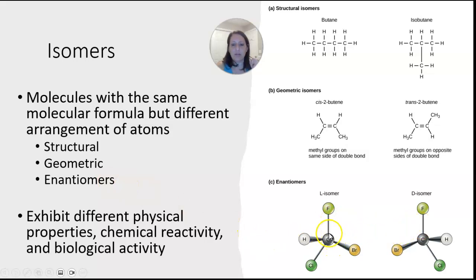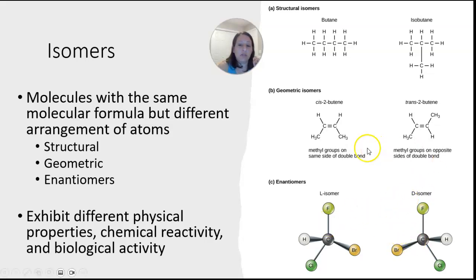So we have a central carbon, and that carbon's going to be bonded to 4 things. It's bonded to a hydrogen, a fluorine, a bromine, and a chlorine. That's bonded to the same thing over here, but the arrangement of those atoms is different. Okay? We call them the L and the D isomer, and that has to do with how they rotate plane polarized light. Don't worry about that. Just know that they are mirror images of each other. Again, if you were to build these in the lab, you would see how they're not superimposable.